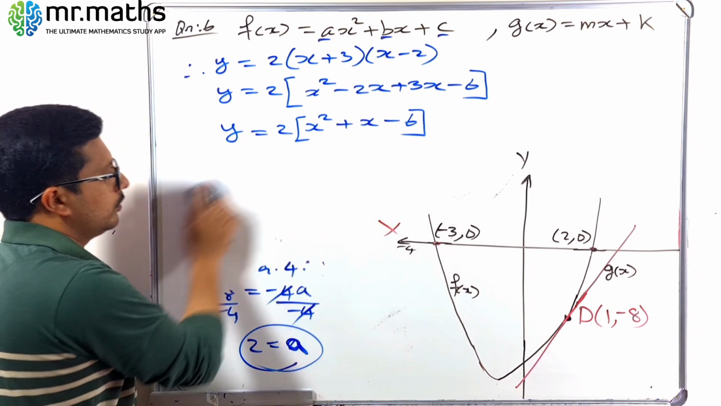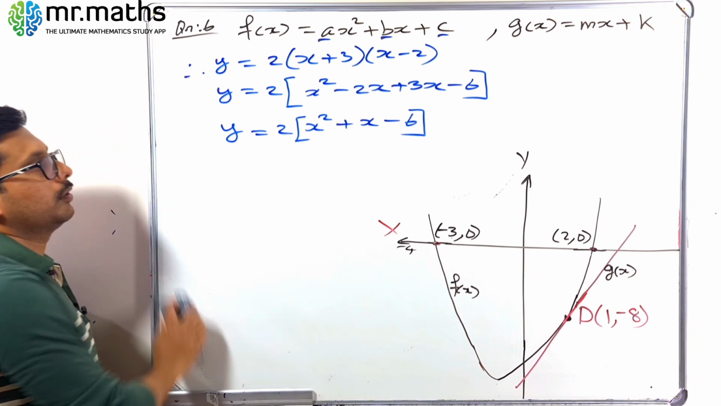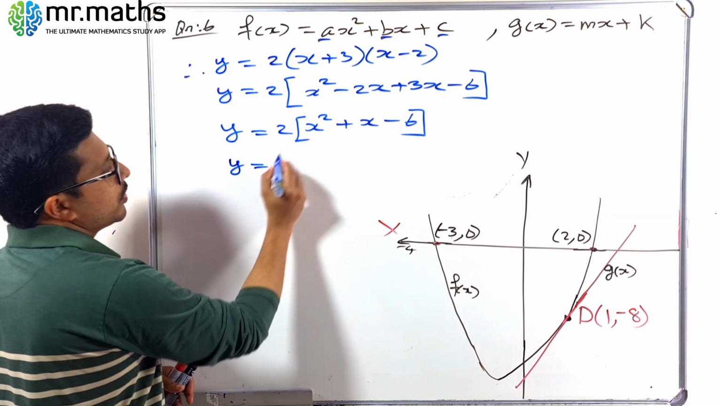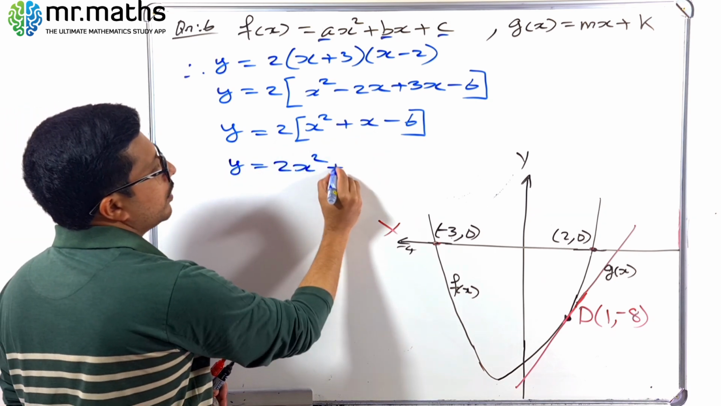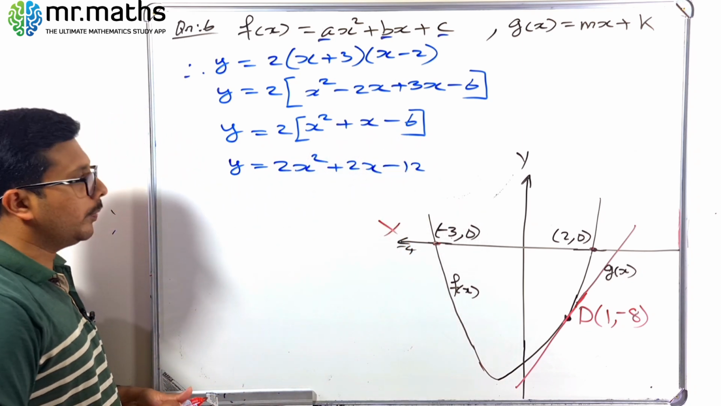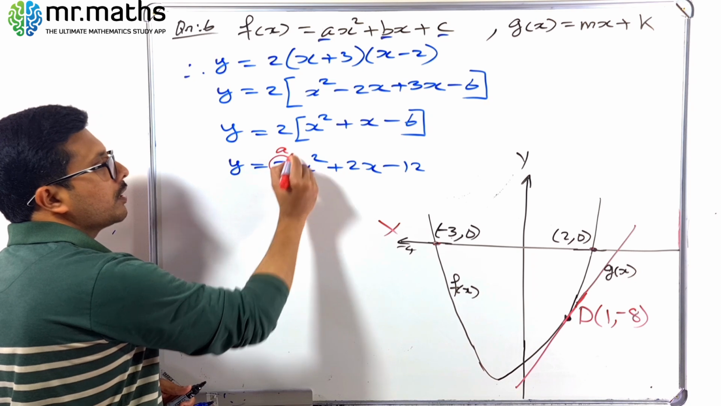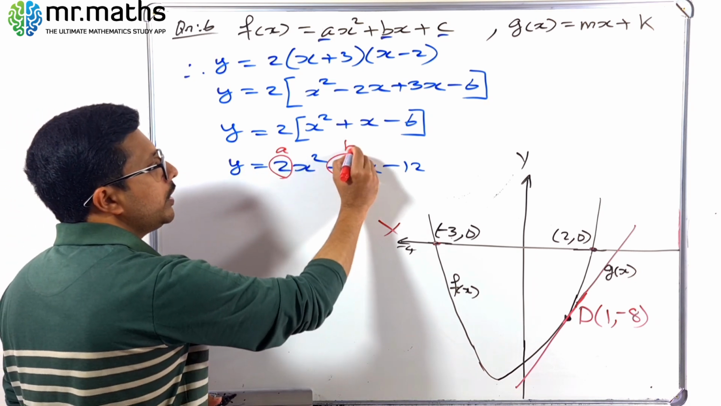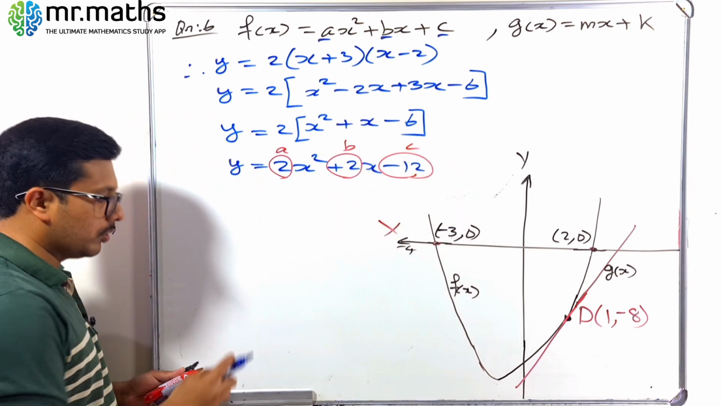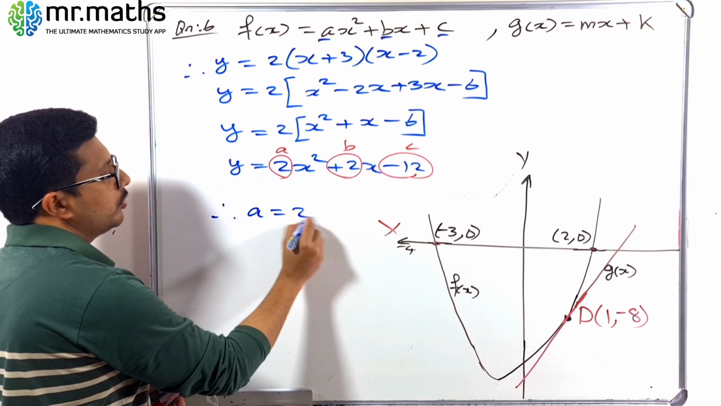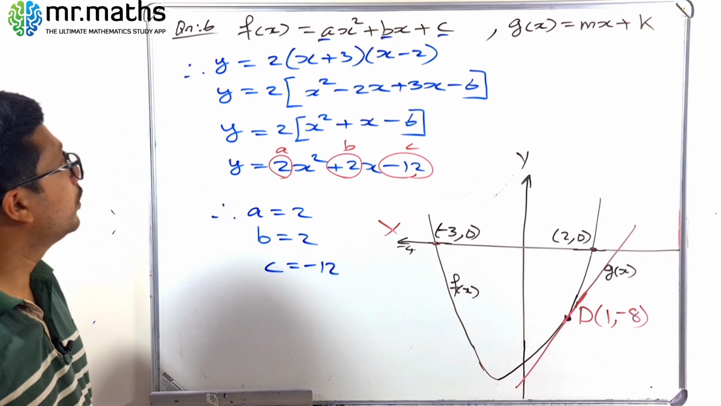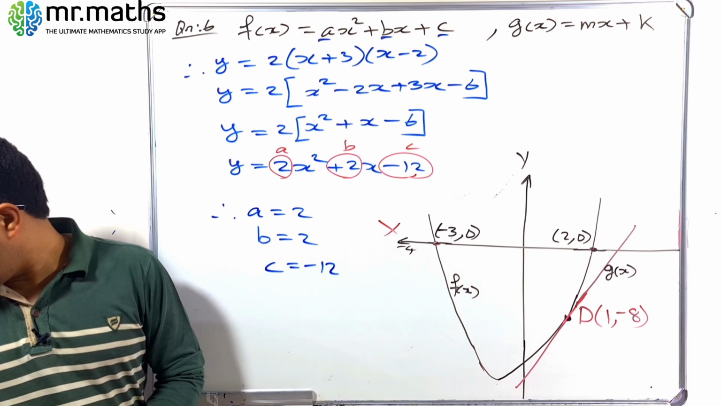Now we have to expand that bracket. So y is equal to 2 into x squared is 2x square, 2 into x is 2x, 2 into minus 6 is minus 12. So the value of a is 2, the value of b is 2, and the value of c is minus 12. Therefore a is equal to 2, b is equal to 2, and c is equal to minus 12. So that is question number 6.2.